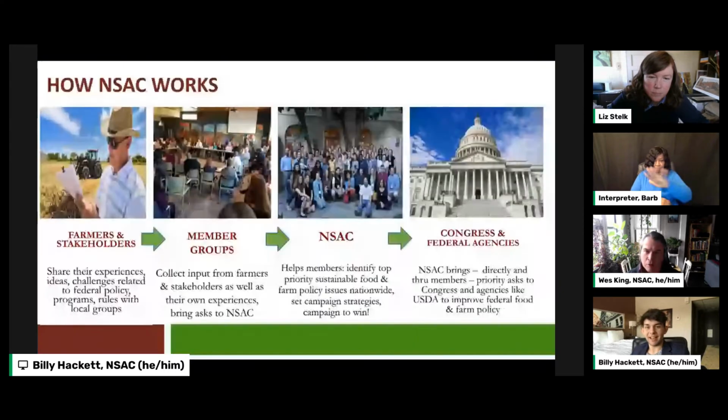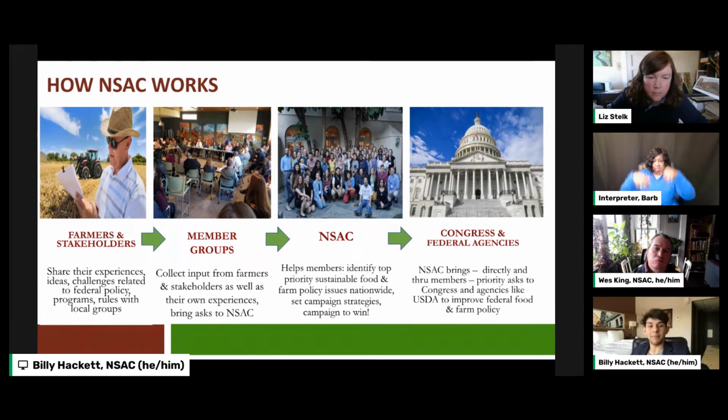We have a multi-tiered system that informs how we function. What we do comes from the ground up. It begins with farmers and stakeholders, of course, folks who live the everyday life and experience on the ground, share those experiences, ideas, and challenges with local groups. And those local groups feed into, or often are, our member organizations who collect that input from farmers and stakeholders and add their own experiences and aggregate observations and bring those together to us at NSAC.